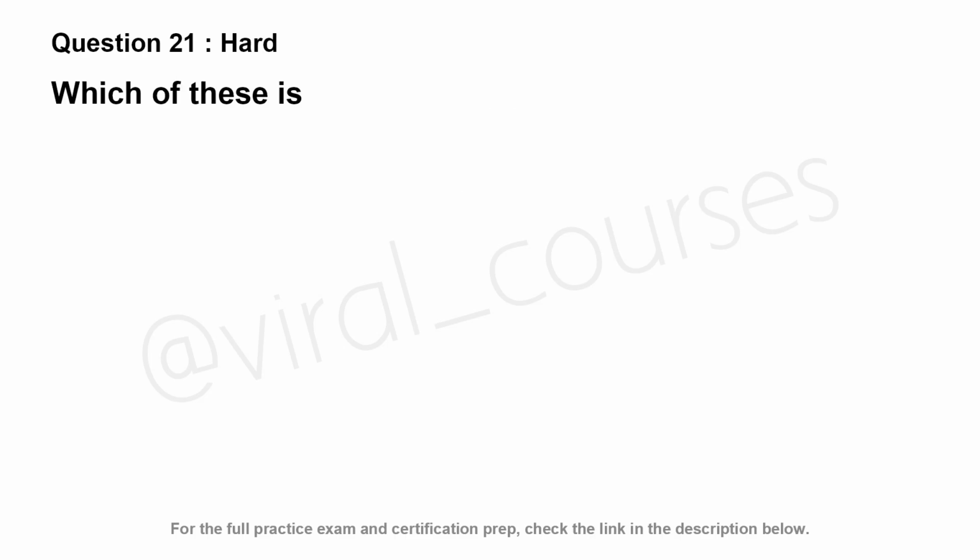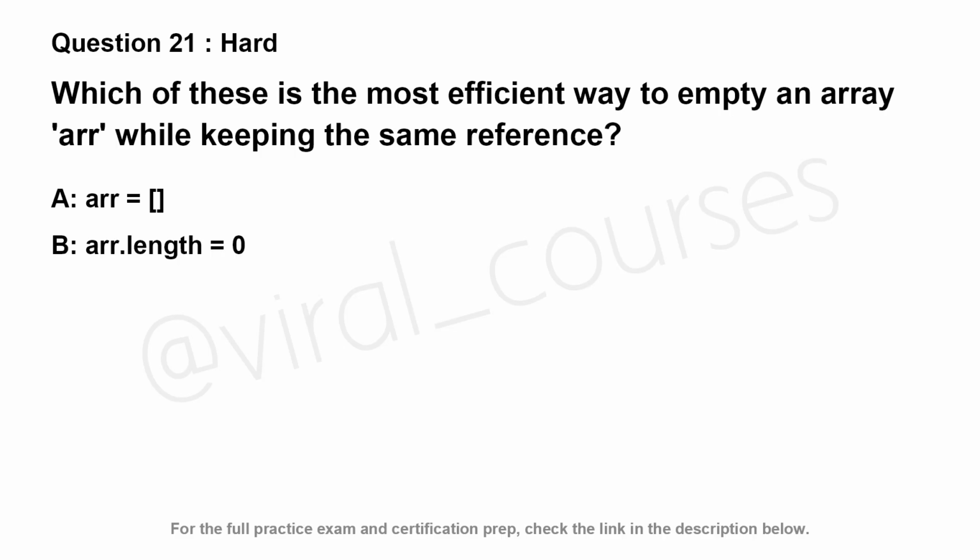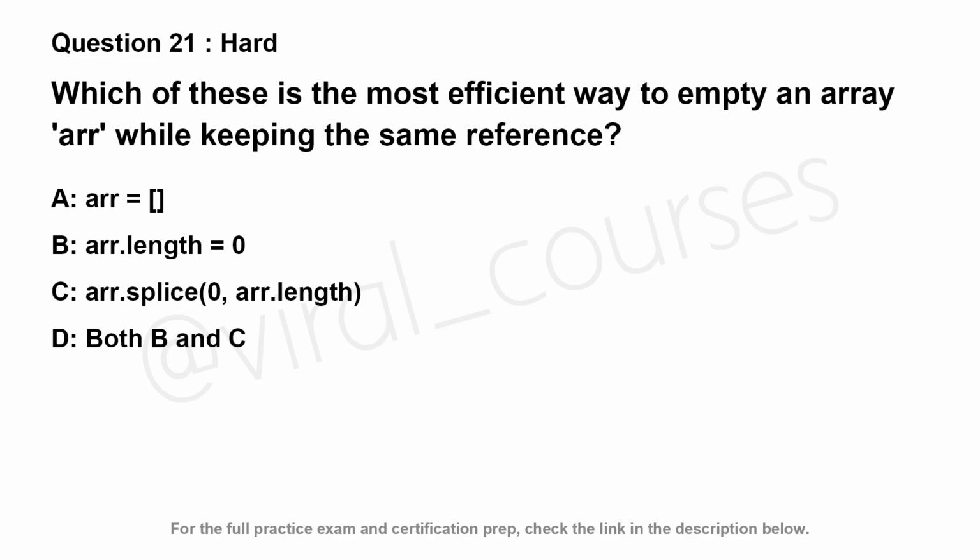Which of these is the most efficient way to empty an array, arr, while keeping the same reference? Option A, arr = []. Option B, arr.length = 0. Option C, arr.splice(0, arr.length). Option D, both B and C.